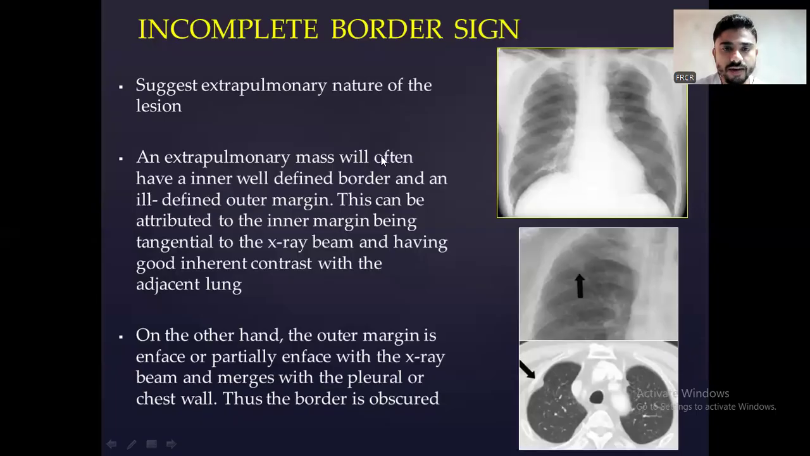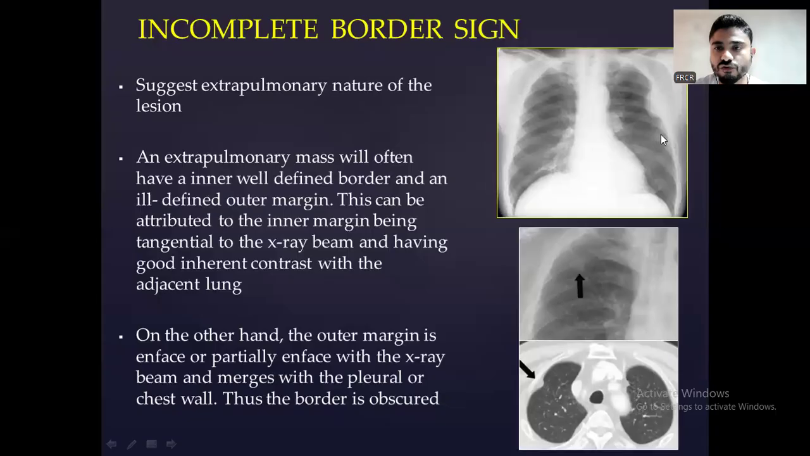So an extrapulmonary mass will often have an inner well-defined border and an ill-defined outer margin. This can be attributed to the inner margin being tangential to the X-ray beam and having a good inherent contrast with the adjacent lung parenchyma. On the other hand, the outer margin is en face or partially en face with the X-ray beam and merged with the pleura or the chest wall. Thus, the border is obscured. So that is the reason extrapulmonary masses will show the incomplete border sign.